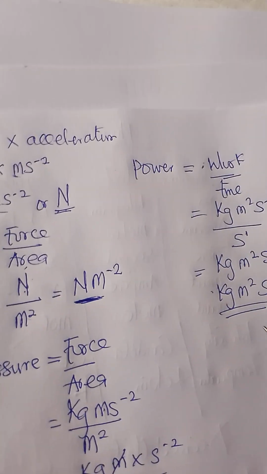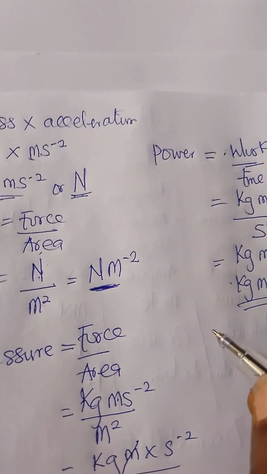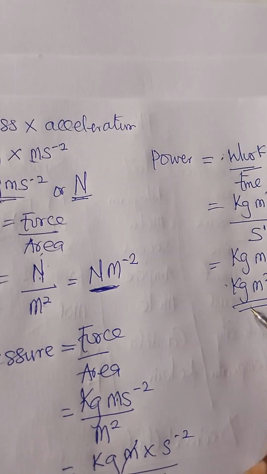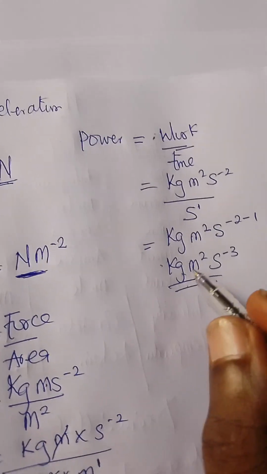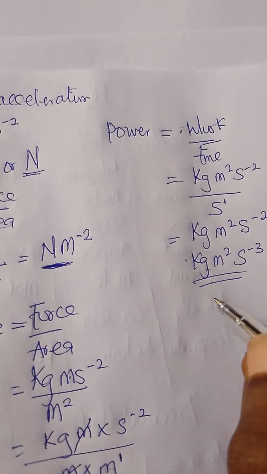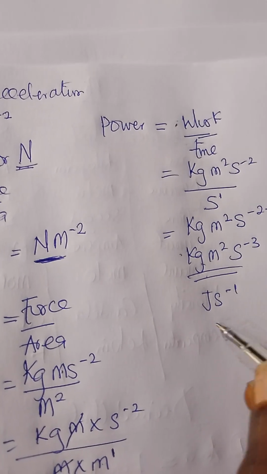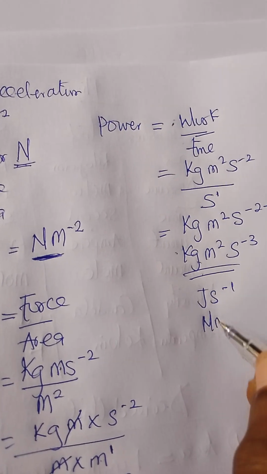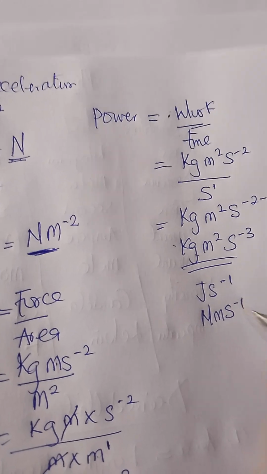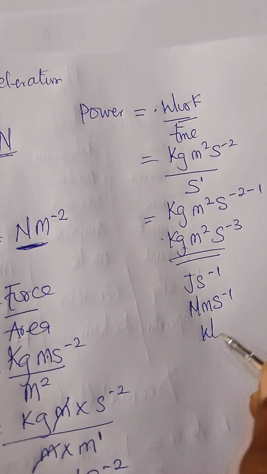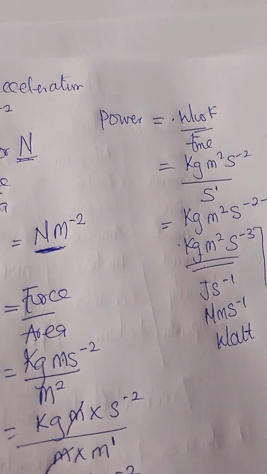So we have 4 units for power, which is this, that is 1, kilogram meter square per second cube. We also have joule per second. We also have Newton meter per second, and we have watt. So these are the units for power.